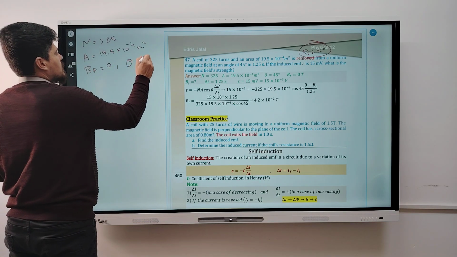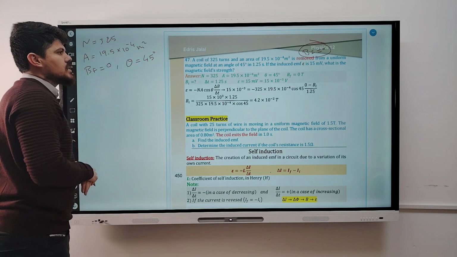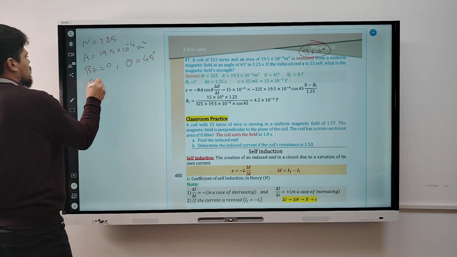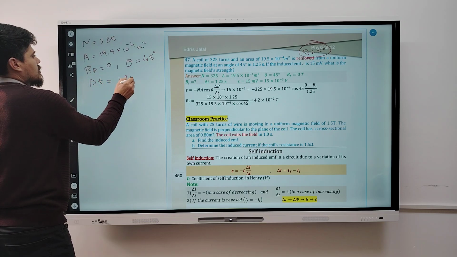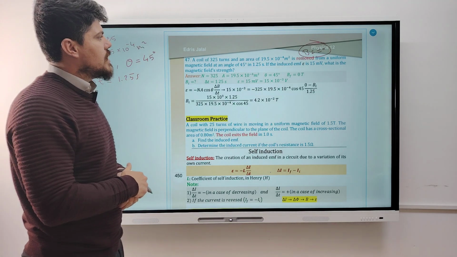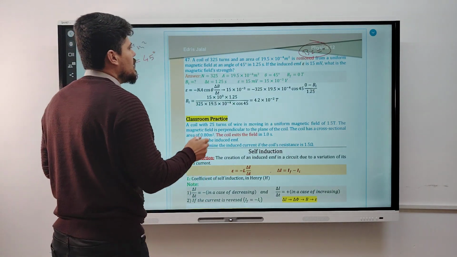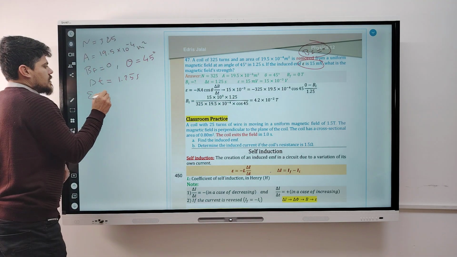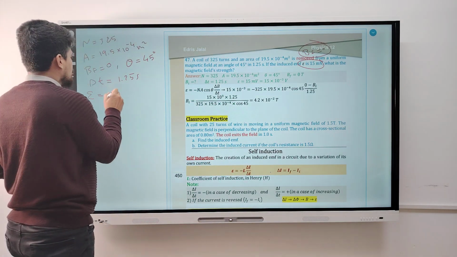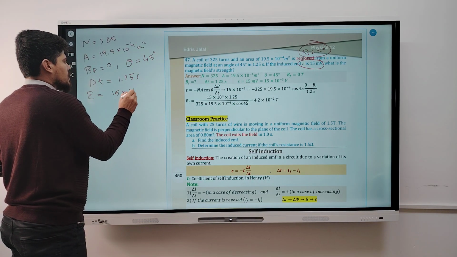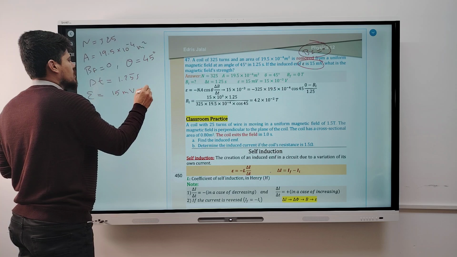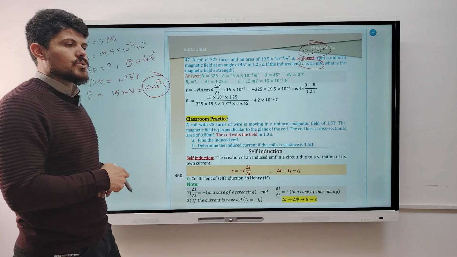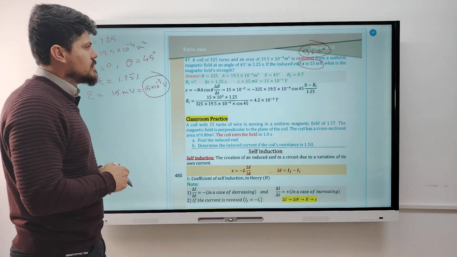At another angle, the theta is 45 degrees. Okay. In 1.25 seconds, time. If the induced EMF is 15 millivolt, you have to convert to volt, which is equal to 15 times 10 power negative 3 volt. To convert millivolt to volt, you have to multiply by 10 power negative 3, okay?